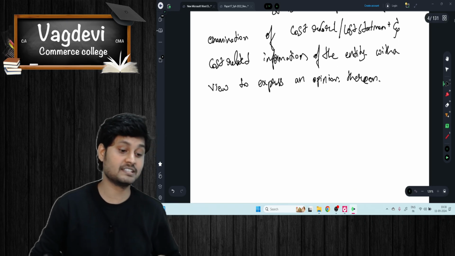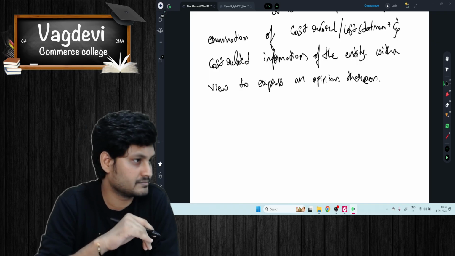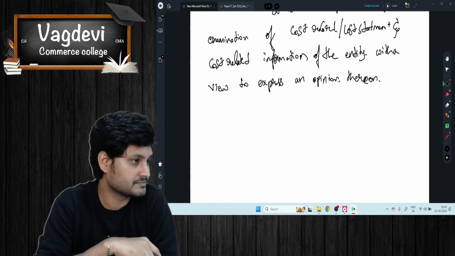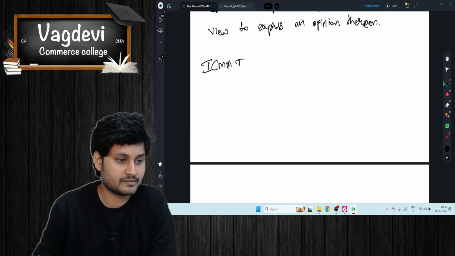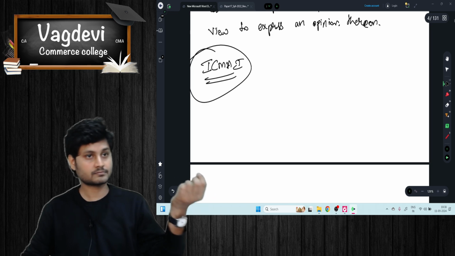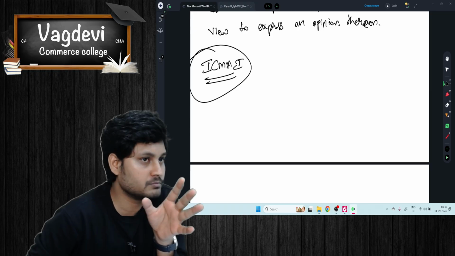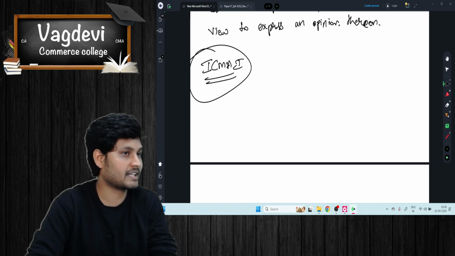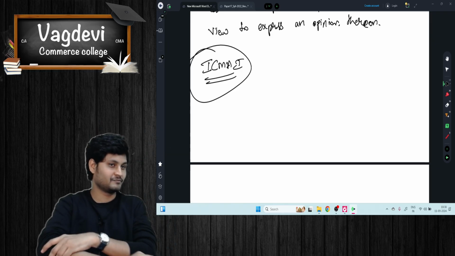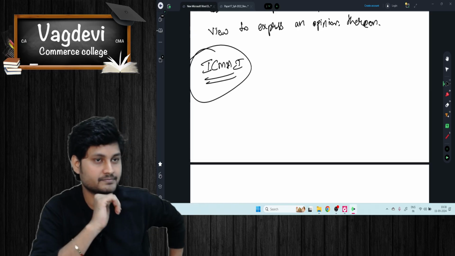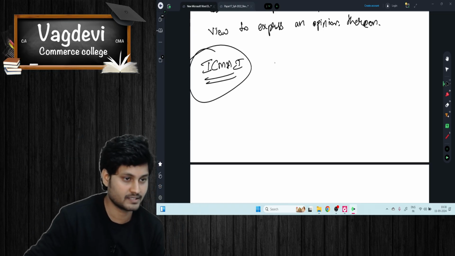There is another definition which is given by ICMAI, the Institute of Cost Accountants of India. That is what we need to write now. ICAI is the short form which we cannot use. ICAI is the registered trademark which is already given to C, and hence we cannot use ICAI. Instead of ICAI, I am writing ICMAI, but the full form is Institute of Cost Accountants of India only.